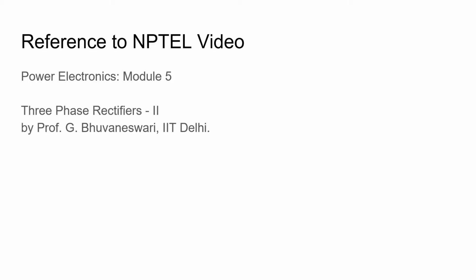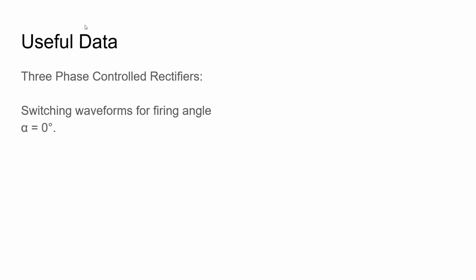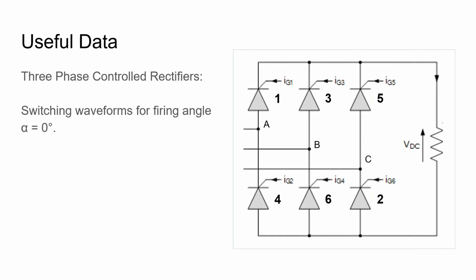Reference to NPTEL video, Power Electronics Module 5 Three-Phase Rectifiers Part 2 by Professor G. Bhuvaneshwari from IIT Delhi. Useful data. Three-phase controlled rectifiers. Let us look at the switching waveforms for firing angle alpha equal to 0. Let us draw the axis from 0 to 360 degrees split into divisions of 60 degrees each.